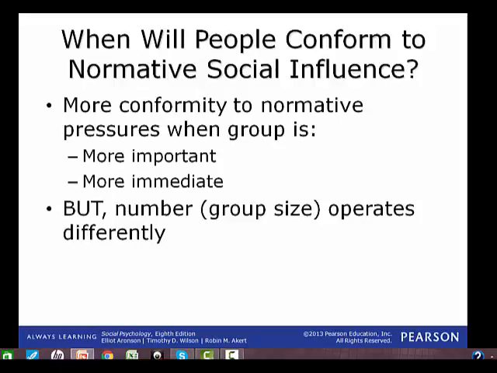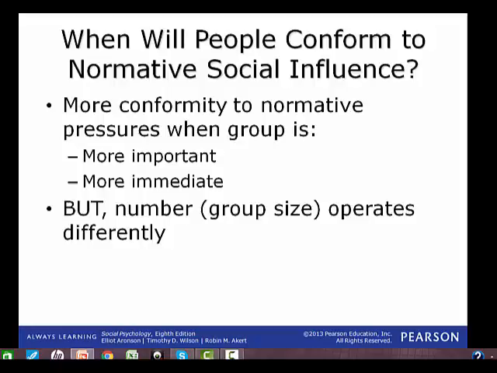So it says, more conformity to normative pressures from the group is, first of all, more important. You can see why this would be true, I think. If we really care about being a part of the group, then we may be afraid to go against the group. We're afraid we might lose our group membership. So more conformity when it's an important group, like maybe, for example, your family, right?